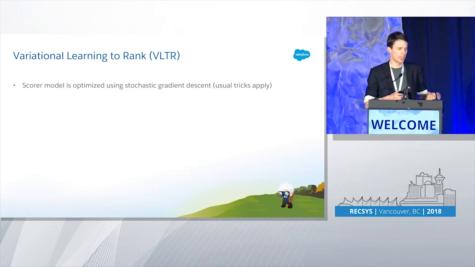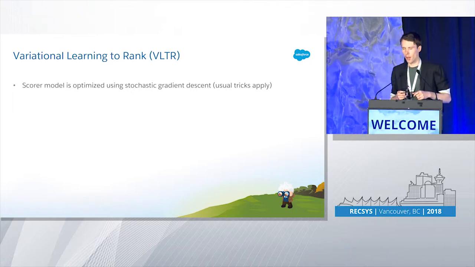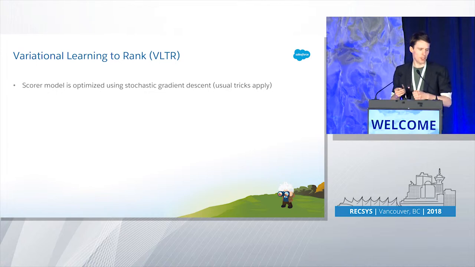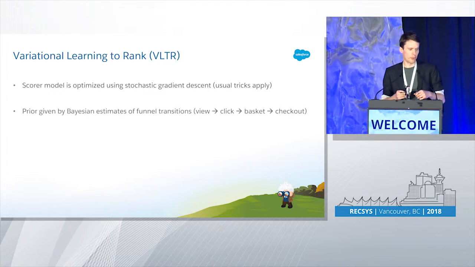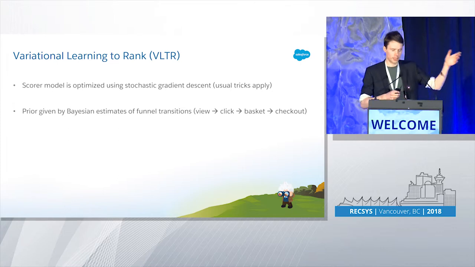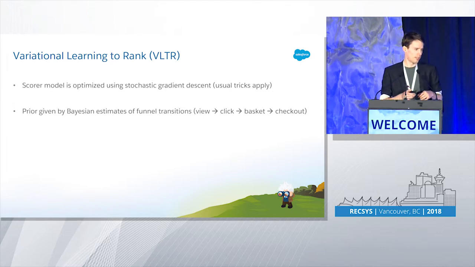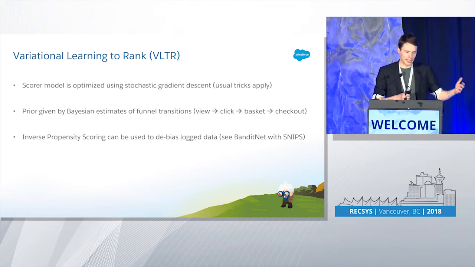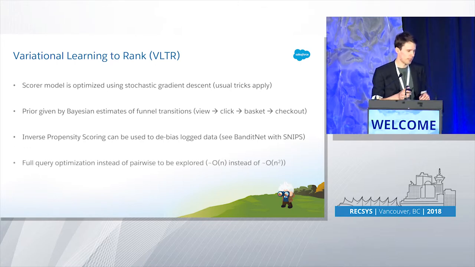Writing up the problem like this, we can use all the normal methods for optimizing, such as stochastic gradient descent, and making our neural network in whatever way we please. But we can start off the process using good estimations of the different funnel transitions in Bayesian format, so that we ensure that we are normalizing and regularizing it properly, going from views to clicks to baskets to takeouts. And we can apply inverse propensity scoring to de-bias the data. You can see that in bandit nets with the SNIPS method, and there are a lot of other methods that will feed very nicely into this formalism.